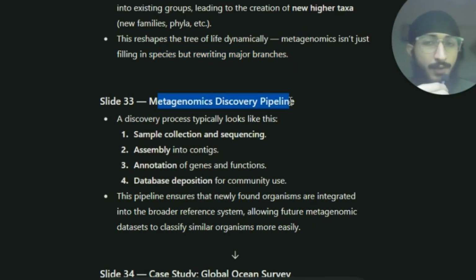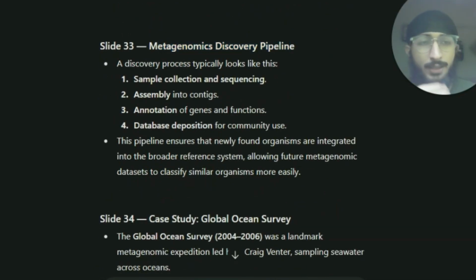Now the metagenomics discovery pipeline. The discovery process typically looks like this. Firstly, we do sample collection and sequencing. Then we assemble all of these into contigs. Then annotation of genes and functions, and finally database deposition for community use. So this pipeline ensures that newly found organisms are integrated into a broader reference system, allowing future metagenomic datasets to classify similar organisms more easily.